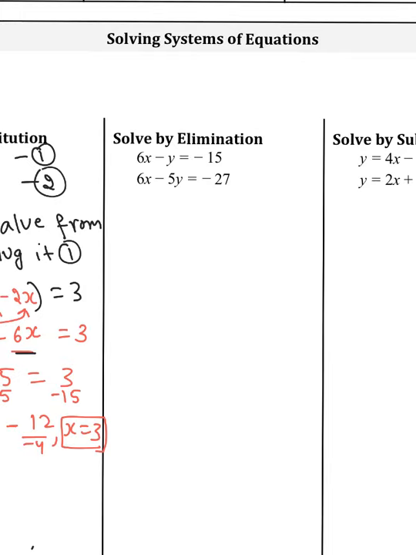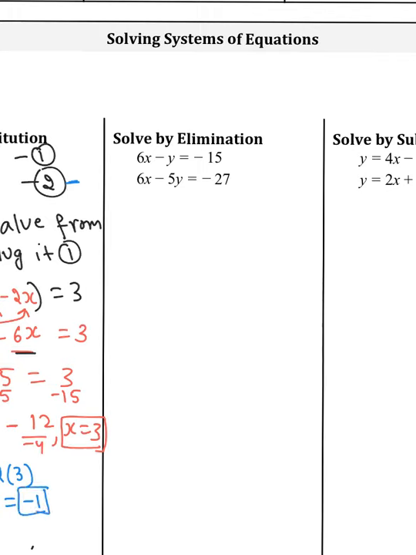Now you found the x value, and now you have to find the y value. So use equation number 2, and plug in the x value as 3, and you're going to get y equals 5 minus 6, and that's going to be negative 1.